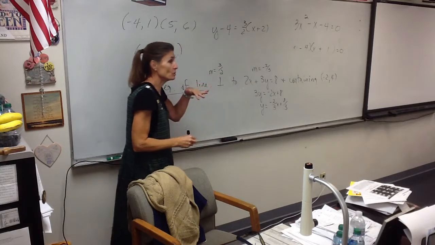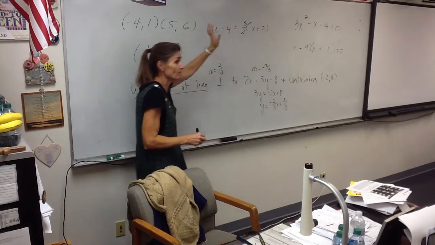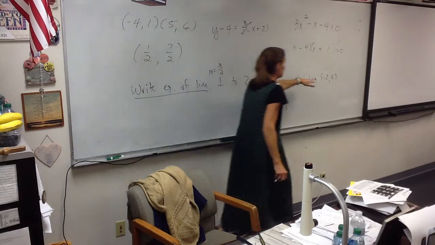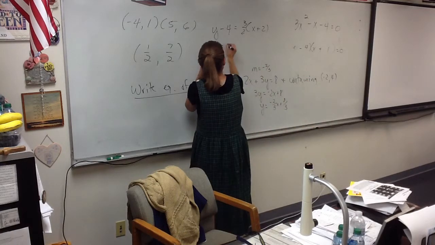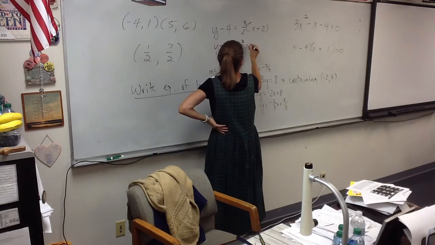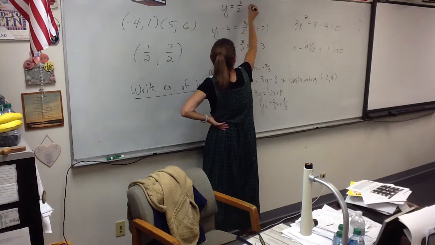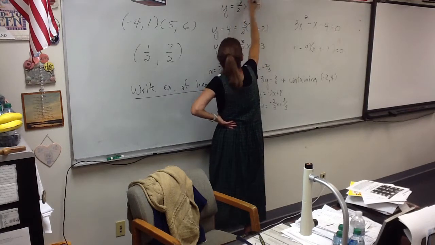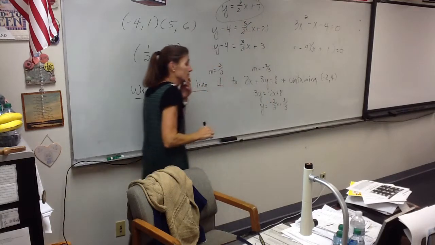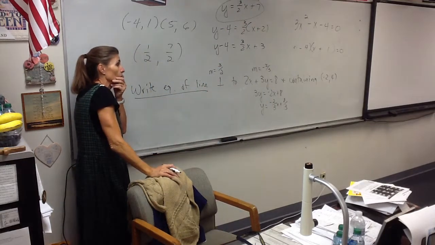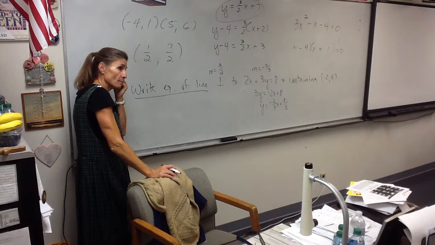Now you don't have to do it this way, but does that make sense to you? They gave me this point. So y minus 4 equals 3/2 times x plus 3. So my answer is y equals 3/2 x plus 7. Everybody okay with that?